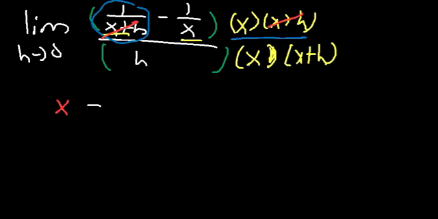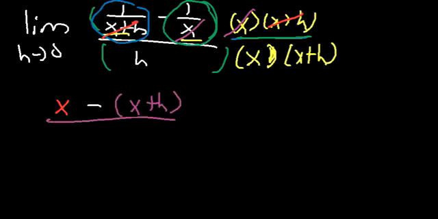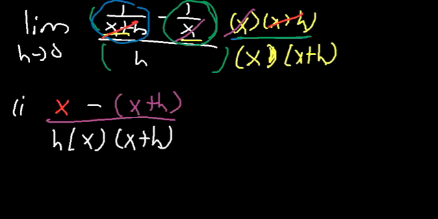And then we have a minus sign. Next, we're going to multiply this term times x times x plus h. So what cancels? We can see that x cancels, and that leaves behind x plus h. On the bottom, don't distribute. Keep it in its factored form: h times x times x plus h. And then we need to rewrite the limit.